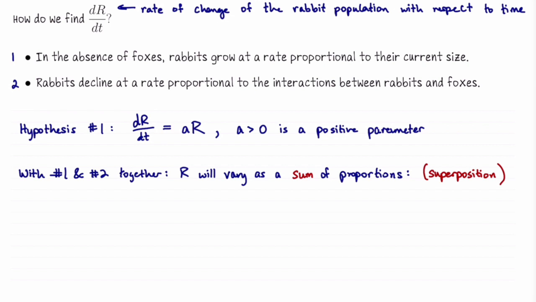So to give the effect that the interactions between rabbits and foxes has on this rabbit population, what we're going to do is take our equation that we came up with after reading hypothesis number 1. So that says dr dt is a r.